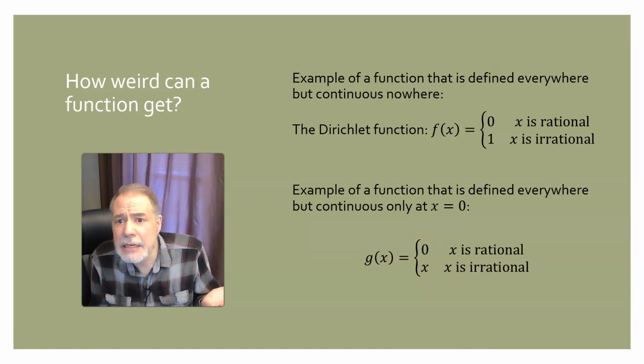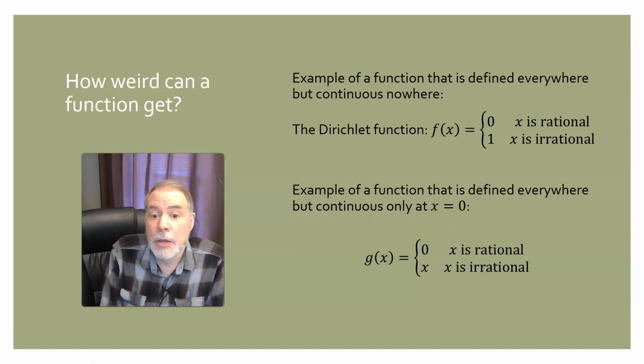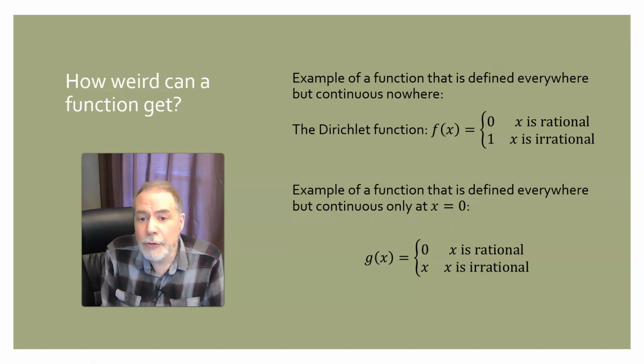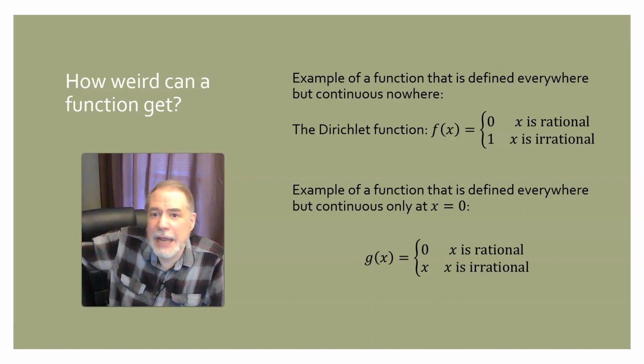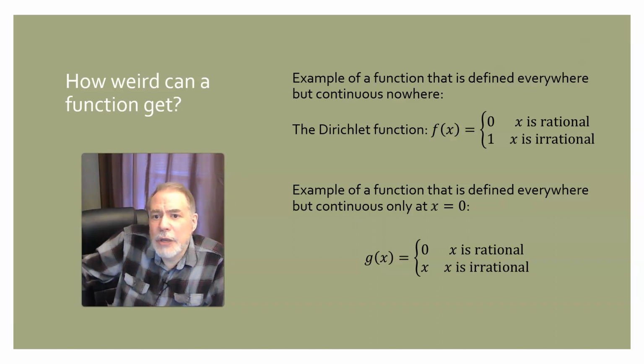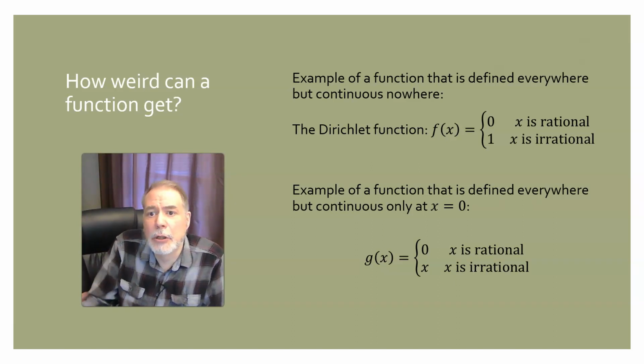But it's not continuous anywhere else, because for any other number other than 0, you get values close to that number that are close to that number. And you get other values close to that number that are 0, which is enough different from that number that you don't get arbitrarily close. You can't come as close as you want.